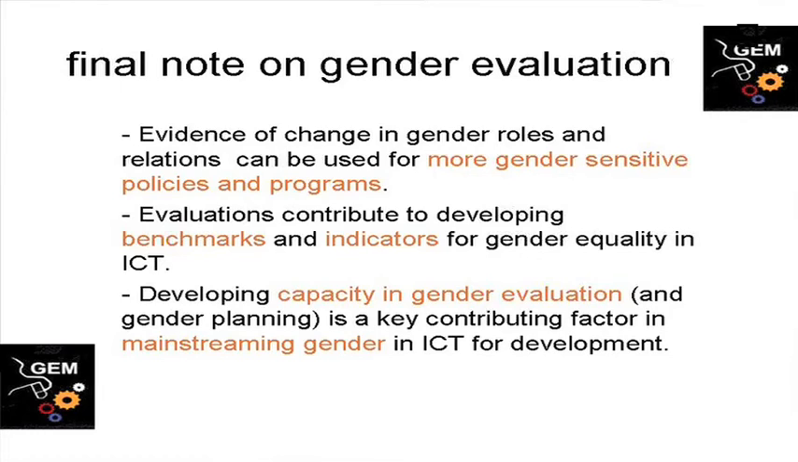So I guess those are some of the things that we've learned through the different projects, and also through working our way through this methodology: we look at changes. We look at changes in terms of access to resources, contribution to income, changes in roles, changes in relationships. And the very last one is my final note on gender evaluation. What we find important in this work is that the evidence of change in gender roles and relations, and documenting it, we can use for more gender-sensitive policies and programs.